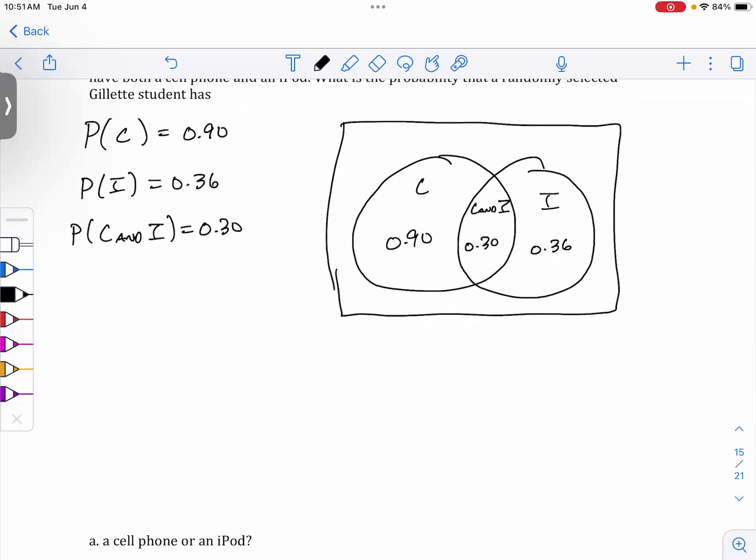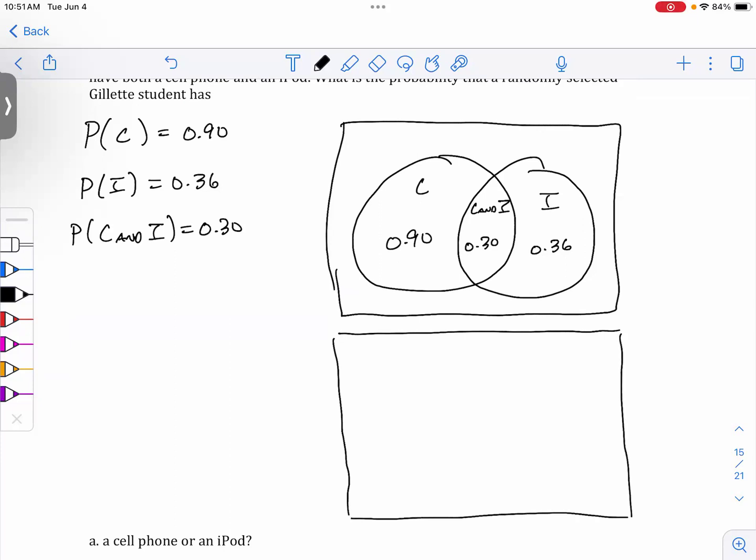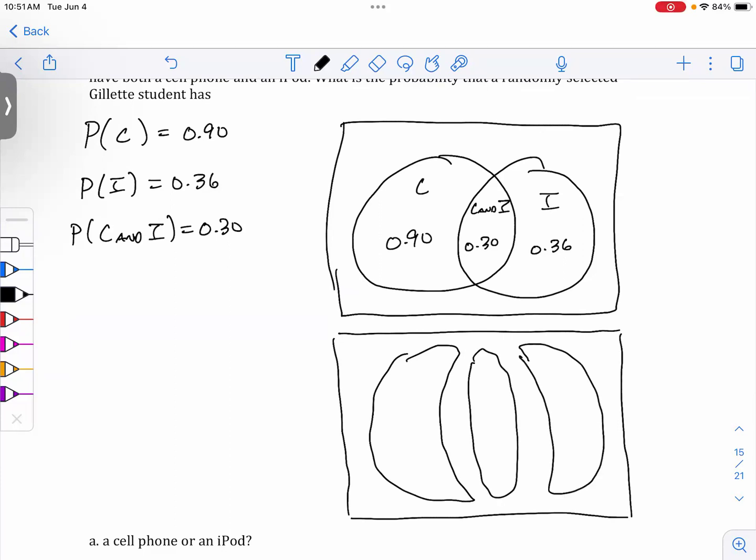Now, you may already notice something looks weird here. 90, 30, 36, those values are over 100%. So what's better than one picture? I like to draw two pictures. This one is called the half moon pick, and it is the same information. This middle one is still C and I, and that is still 30%.